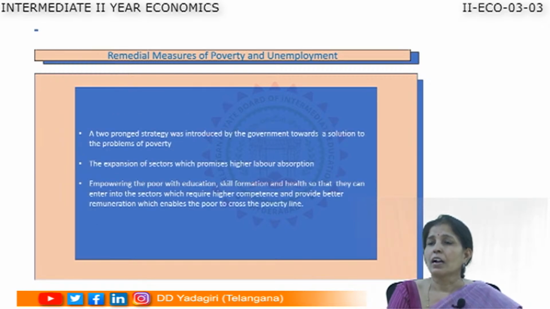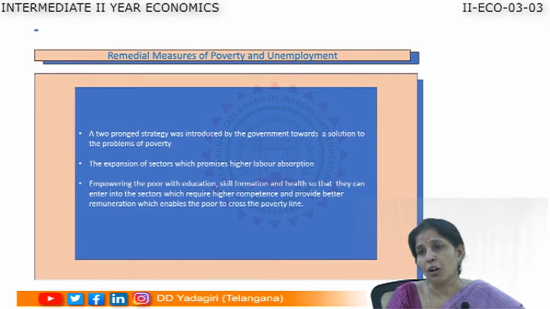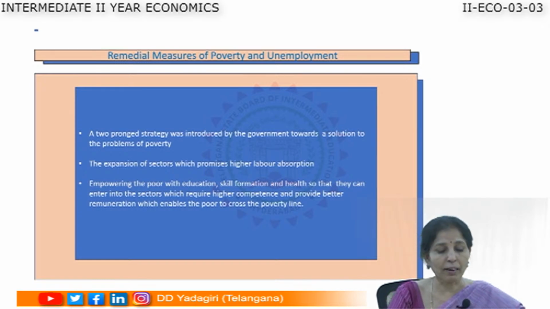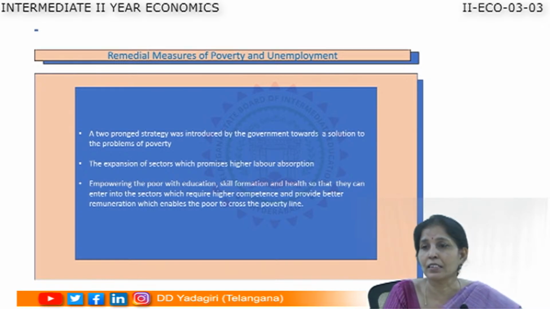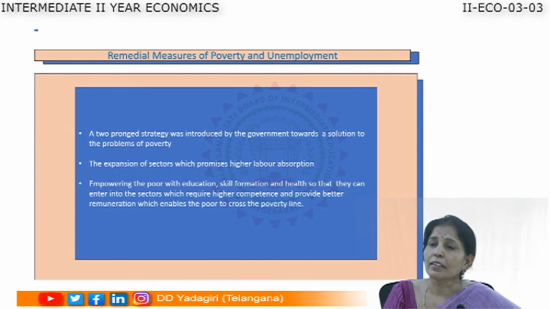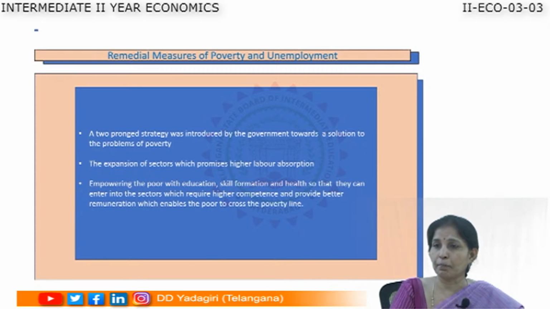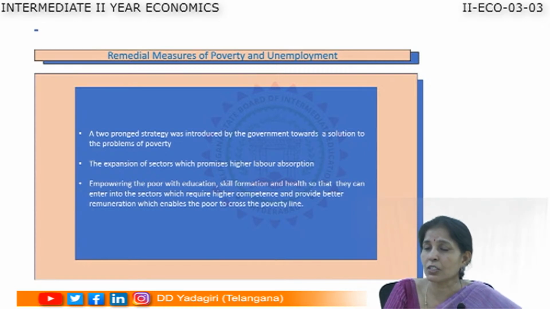The next one is a two-pronged strategy introduced by the government, which is trying to provide a solution to the problems of poverty. What are these two major strategies? One is expansion of sectors which promise higher labor absorption. Now we have three major sectors: primary, secondary and tertiary. Under this strategy, they are emphasizing expanding the sector which can create more employment opportunities and absorb more labor, whether agriculture, industrial or tertiary.